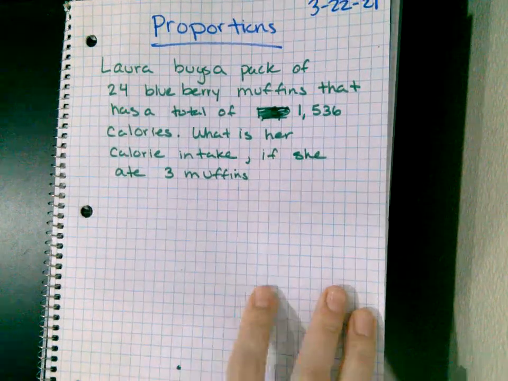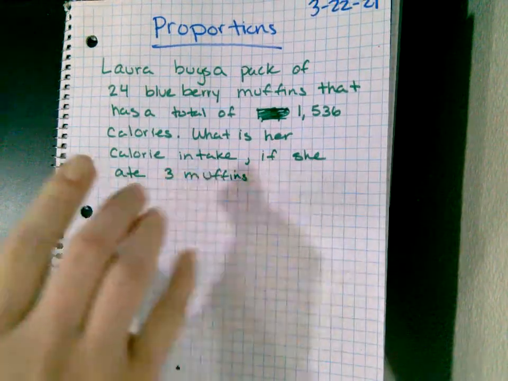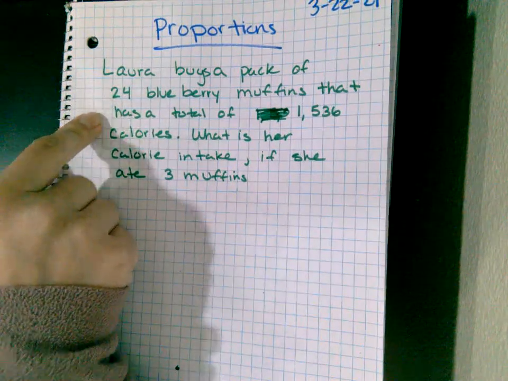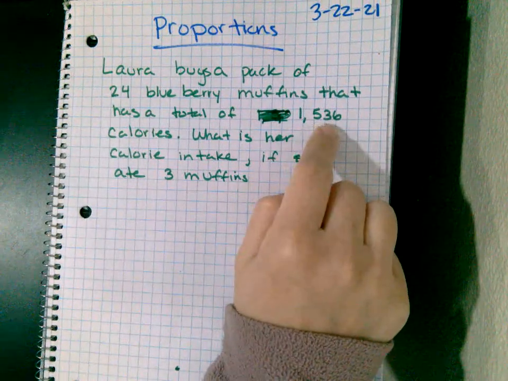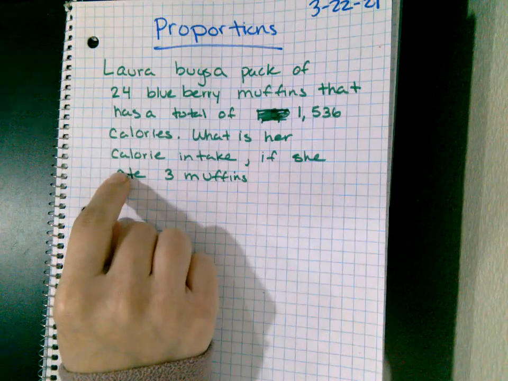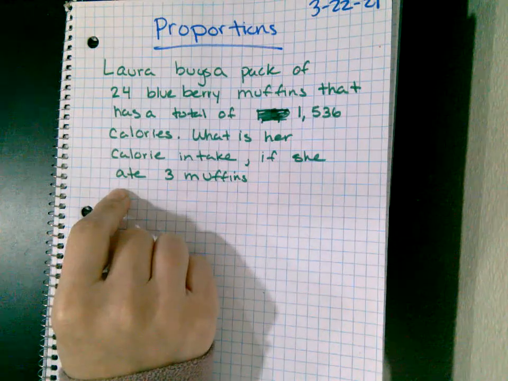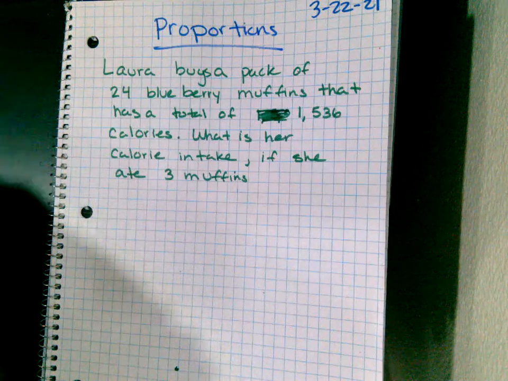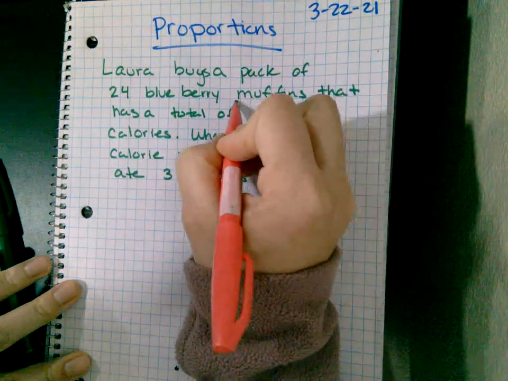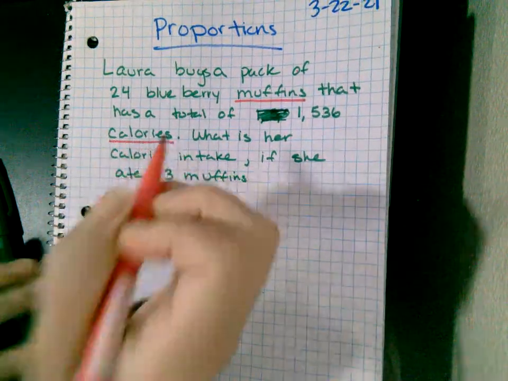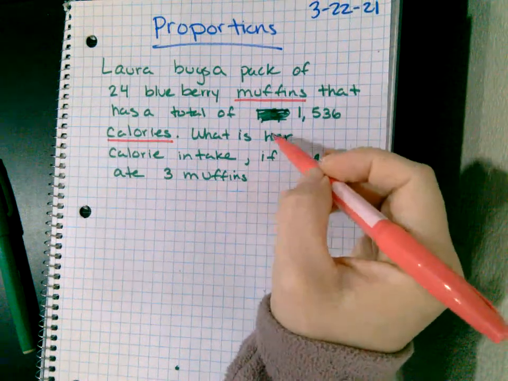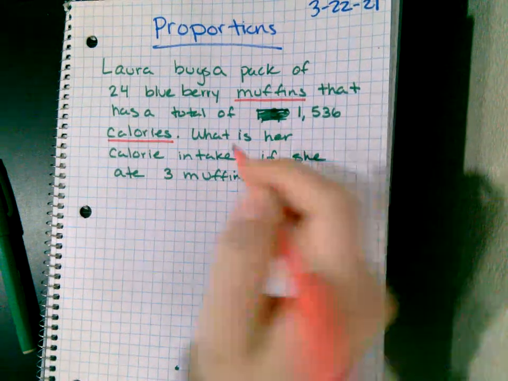Maybe the best. Okay, so Laura buys a pack of 24 blueberry muffins that has a total of 1,536 calories. What is her calorie intake if she ate 3 muffins? The two things we're talking about in this problem are muffins and calories, right? There is a question already in here that says, how many calories in 3 muffins?